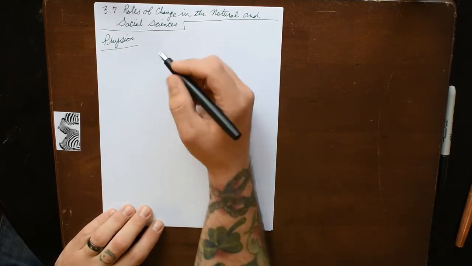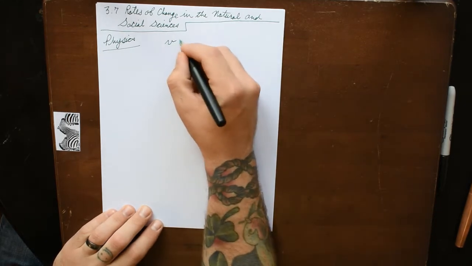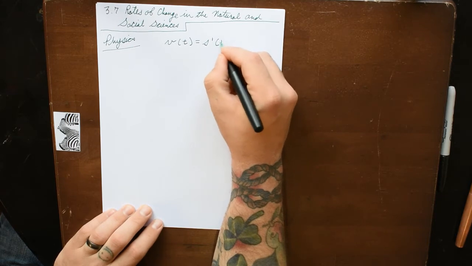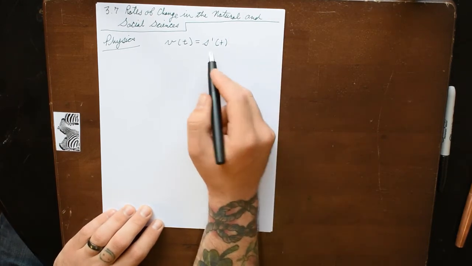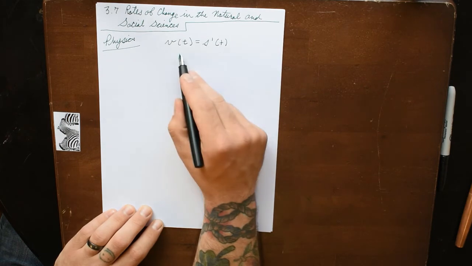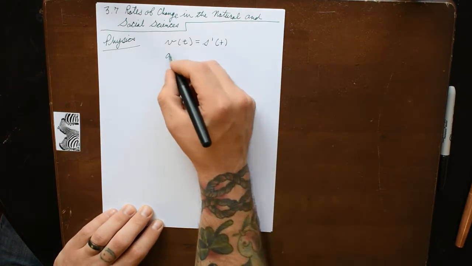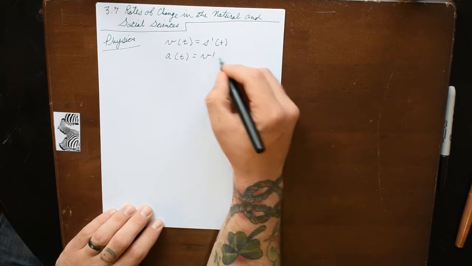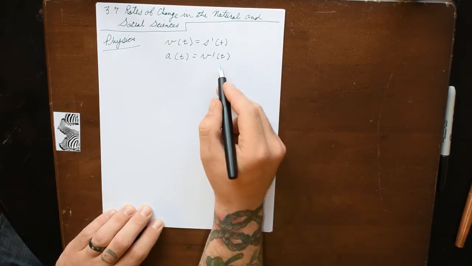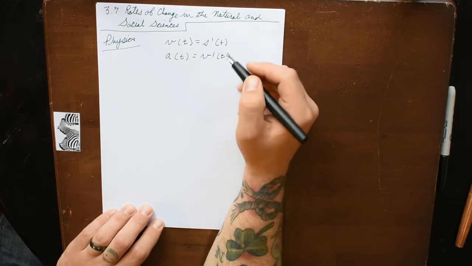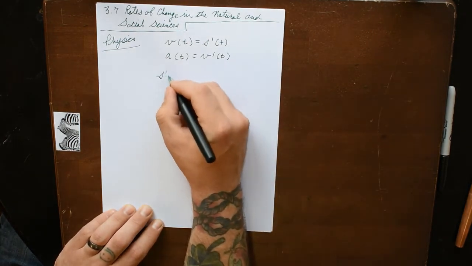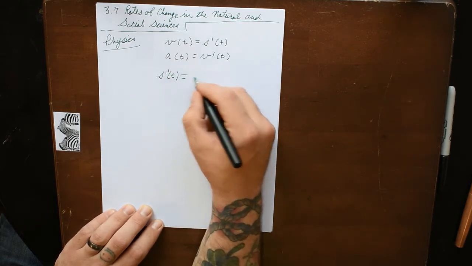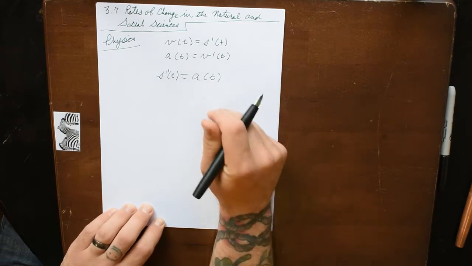So first off, let's recall that the velocity of a particle in motion is given by the derivative of its position, that is, the change in a particle's position is equal to its velocity. Similarly, the acceleration of a particle as a function of time is equal to the change in velocity with respect to time. We can combine these two rules, and that says that the second derivative, or the change of the change in our position, is equal to our acceleration.